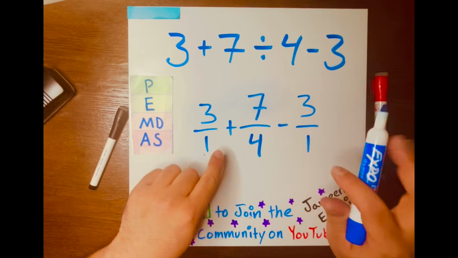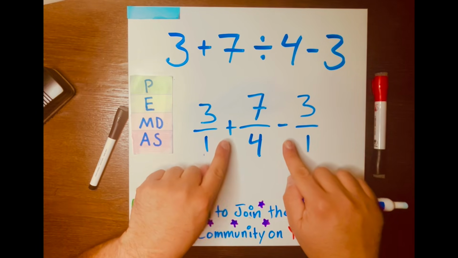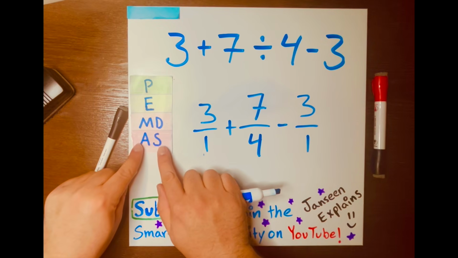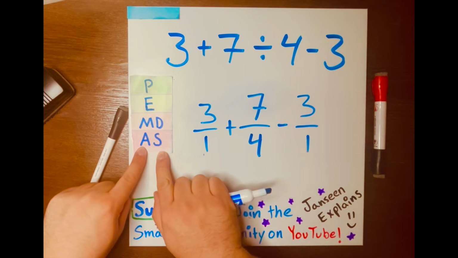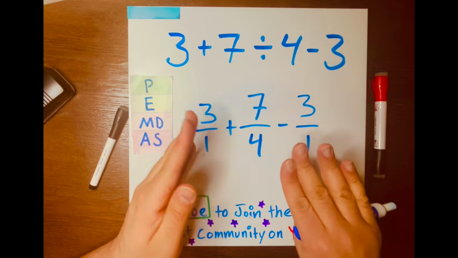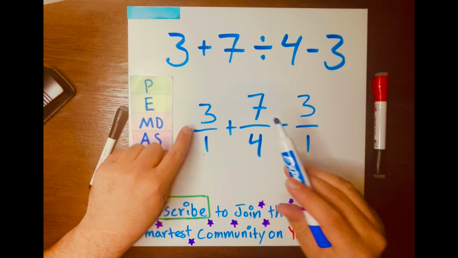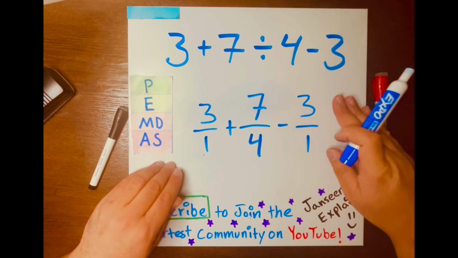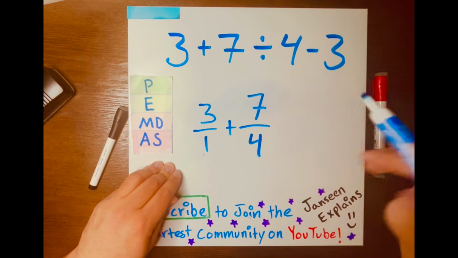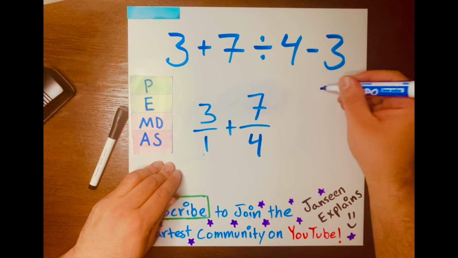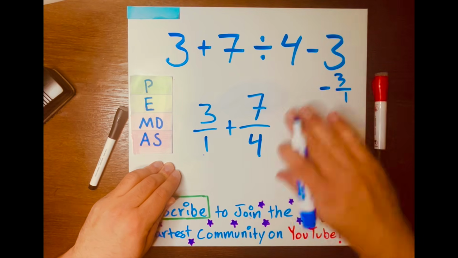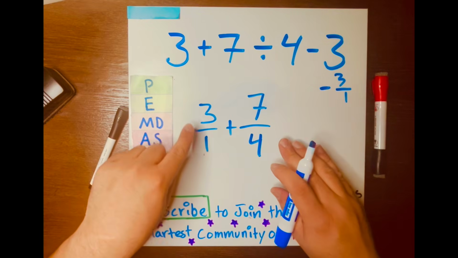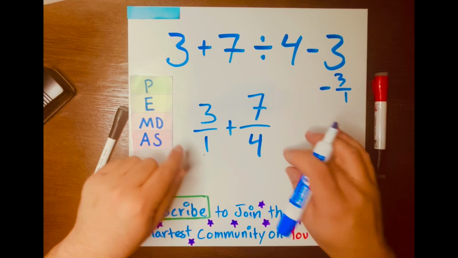Now, notice that we have addition and subtraction. And looking at PEMDAS, they're both within their own level. So we just solve the math problem from left to right. So we're going to start with 3 over 1 plus 7 over 4. And I'm going to move this out of the way. So I'll write it over here, put this minus 3 over 1 to the side. We'll bring it back down when we solve this one. 3 over 1 plus 7 over 4.